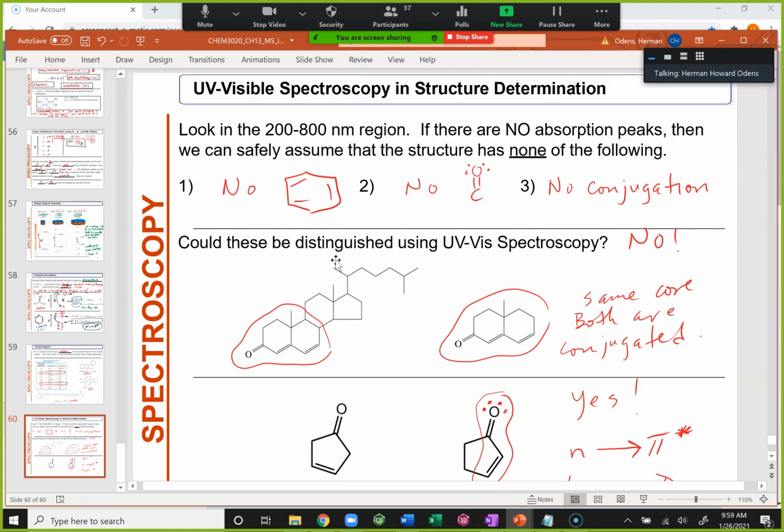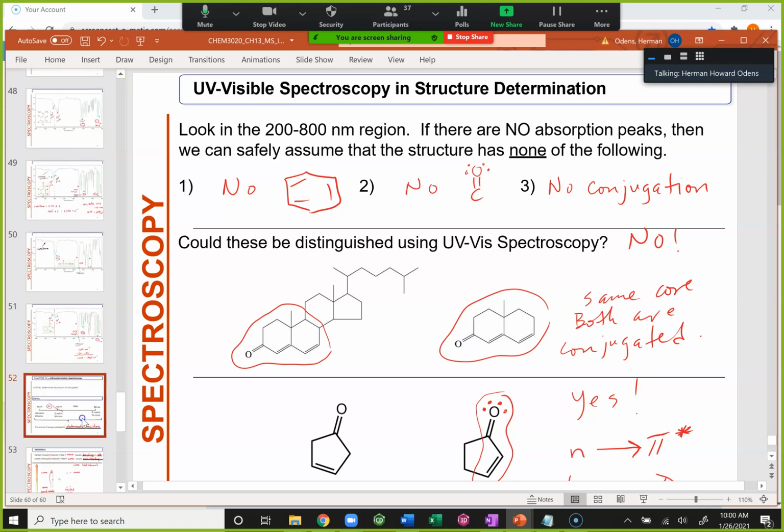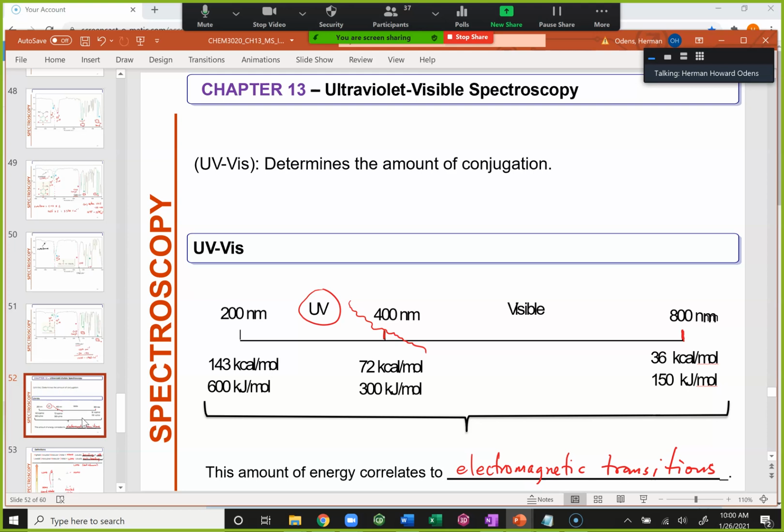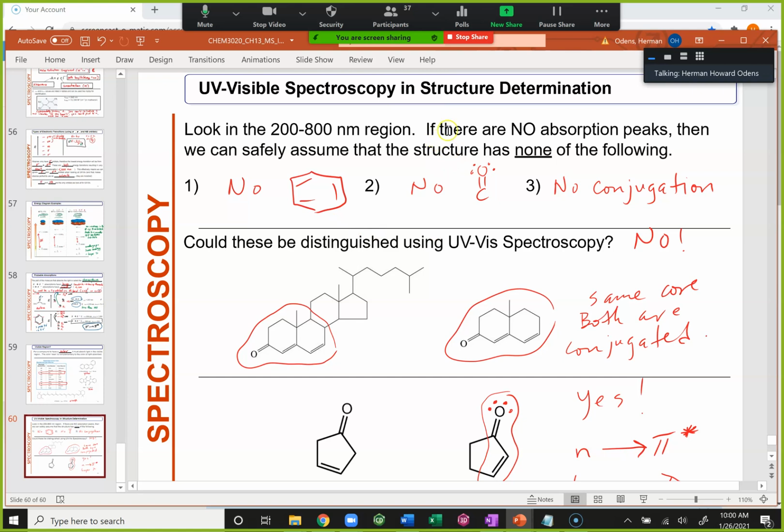One last thing. What can you do with UV spectroscopy when determining structure? You look in the 200 to 800 region, but most of it is the visible region. The visible region goes from 800 to 400, and the UV goes from 400 to 200. So the two combined go from 800 to 200 nanometers. There's a question here. It says, if there are no absorption peaks, then we can safely assume that the structure has none of the following: no benzene ring, no carbonyl group, and no conjugation.